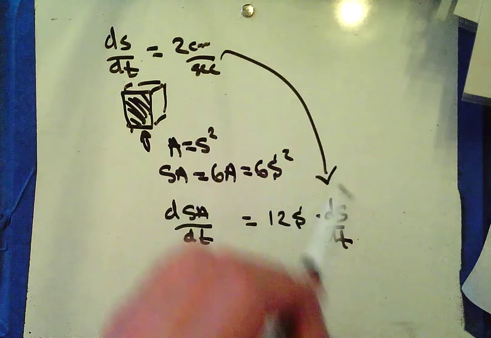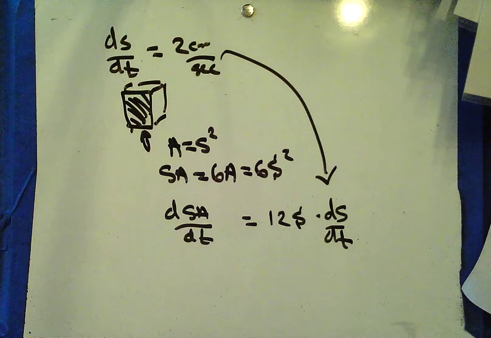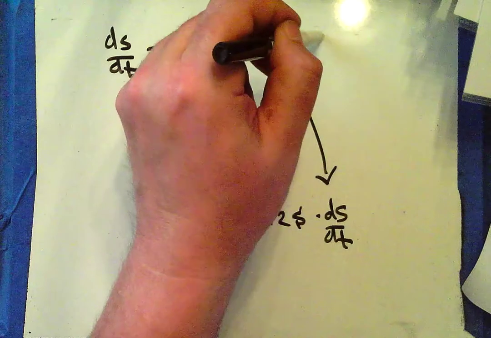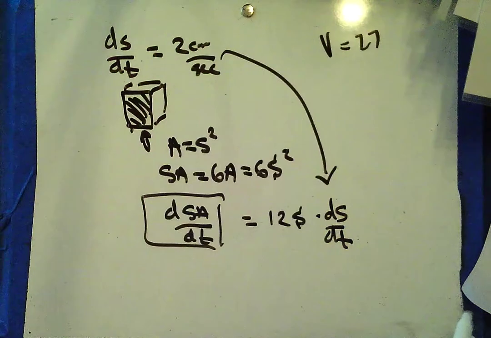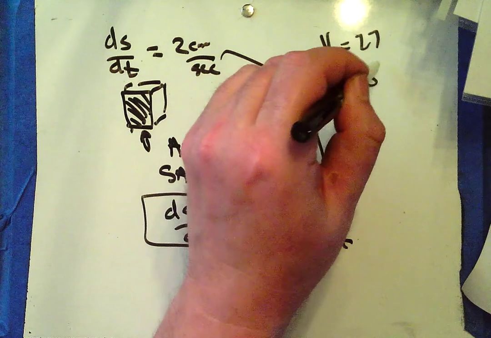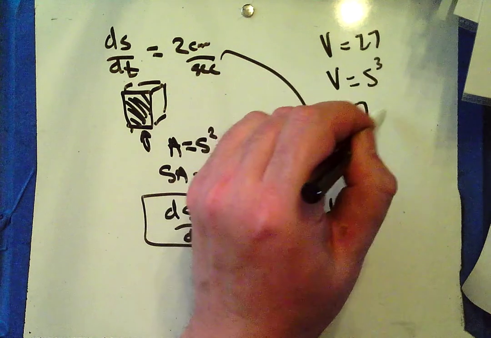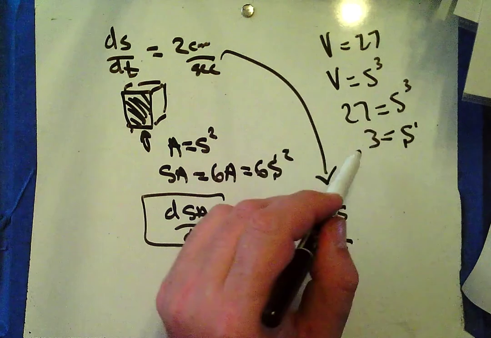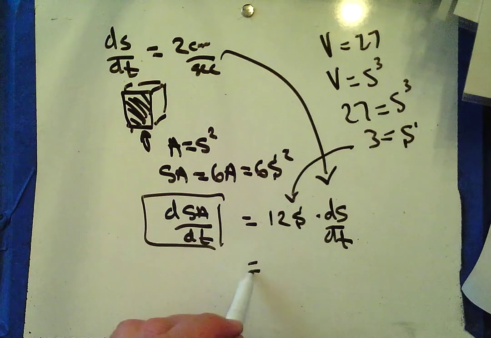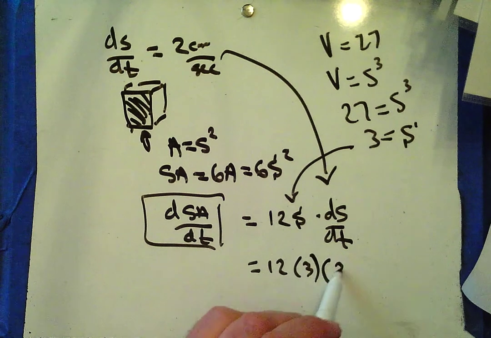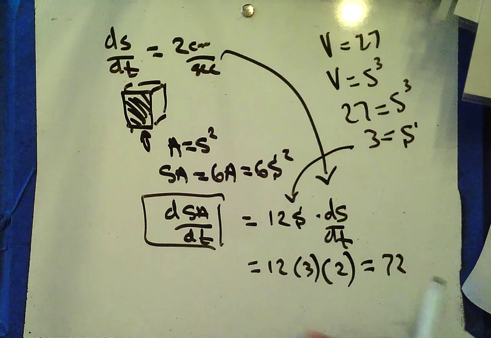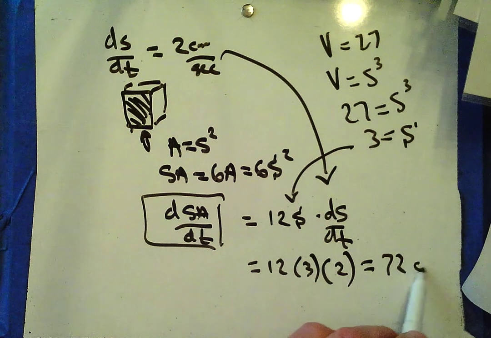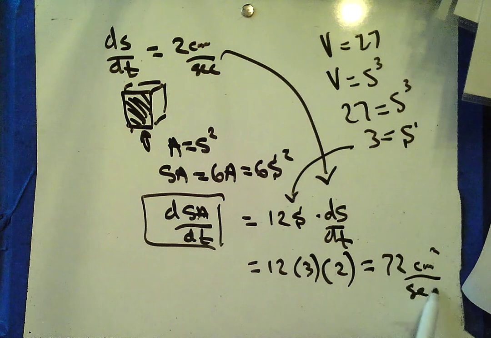Well, I have dS/dt, and I want to know this when volume equals 27. Well, I know the formula for volume of a cube is side cubed. So 27 equals s to the third. S must be 3. So I'm going to plug that 3 in there. 12 times 3 times 2, or 72. And the units are area units, surface area, so centimeters squared per second.